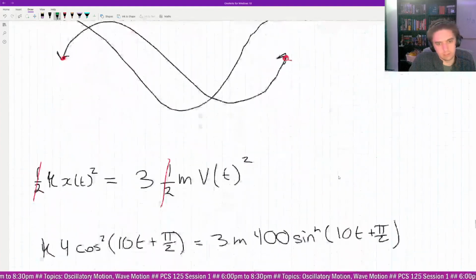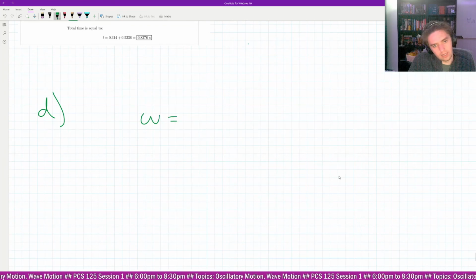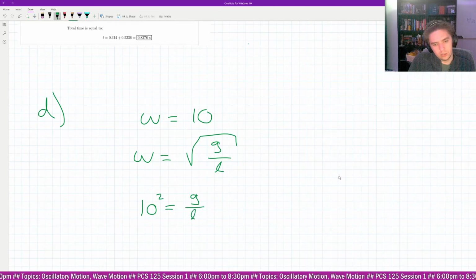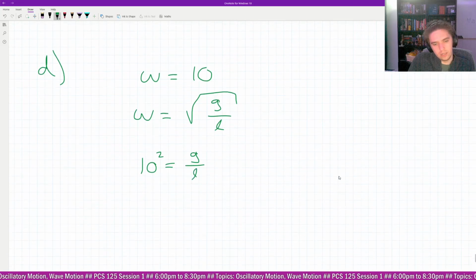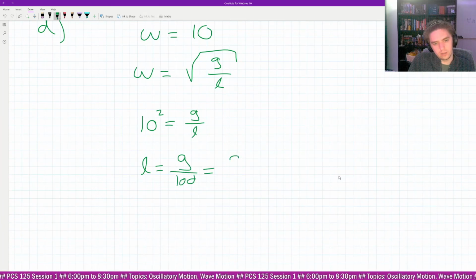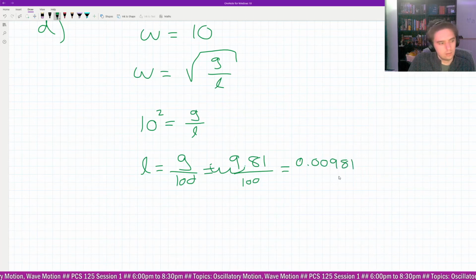This is actually a pretty simple question, I think. For part D, we can say omega equals 10. Omega of a simple pendulum is the square root of g over the length. So 10 squared equals g over L, right? So L equals g over 100, which is 9.81 over 100. Moving the decimal 1, 2, 3, so it's 0.00981 meters.